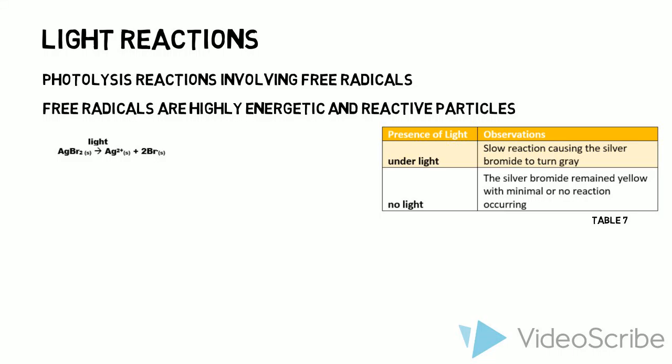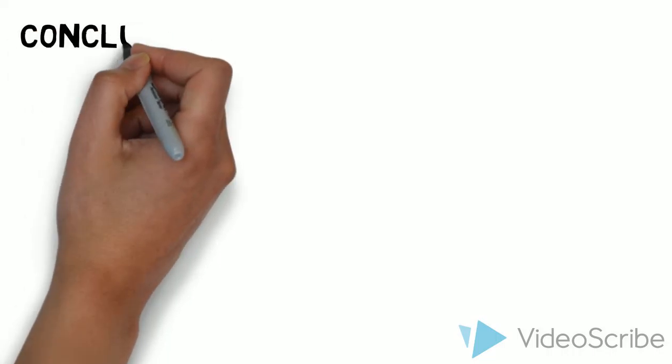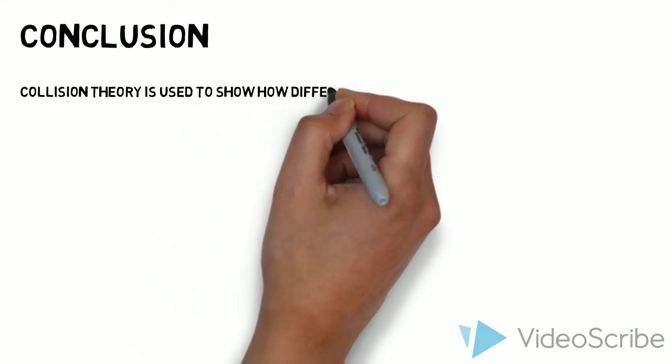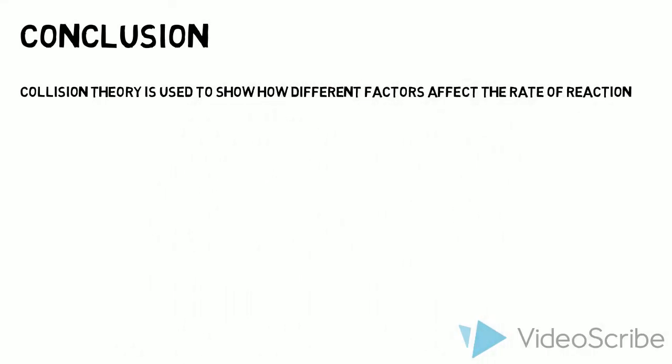This is shown through observing the difference between silver bromide, which has been exposed to light, which has undergone a chemical reaction, and one that hasn't been exposed to light when no chemical reaction occurred. So these results support the statement that light causes reactions to occur. In conclusion, the collision theory is used to explain how a reaction occurs and why factors such as energy, concentration, surface area, catalyst, agitation, state of matter, and light affect the rate of reaction.